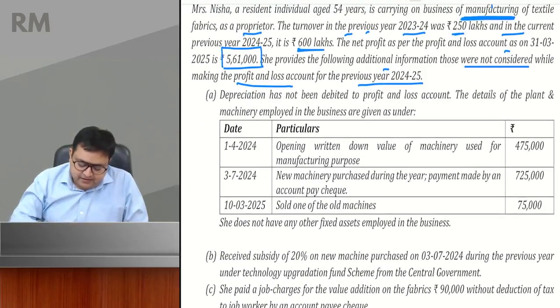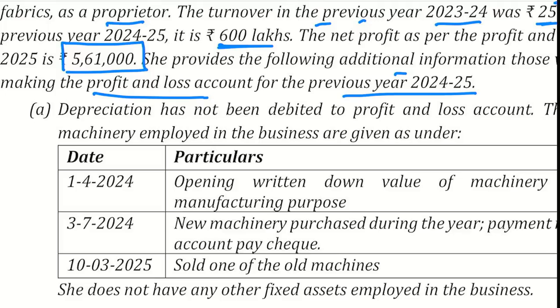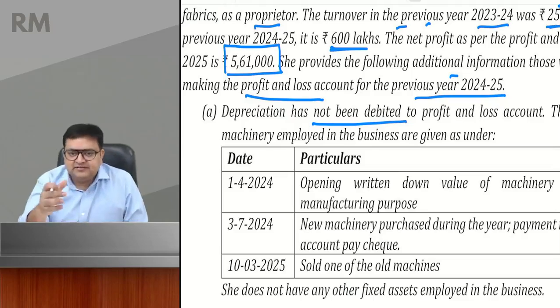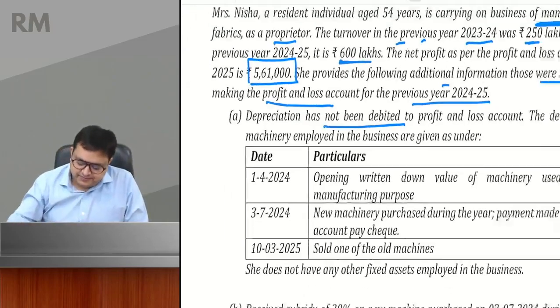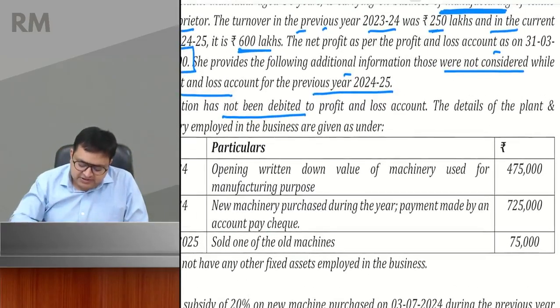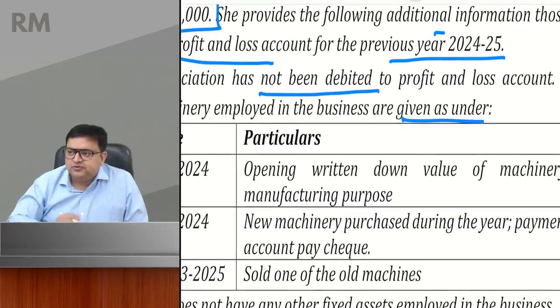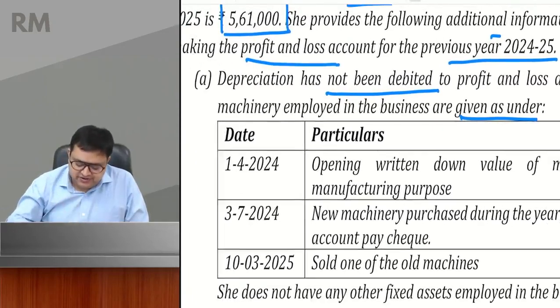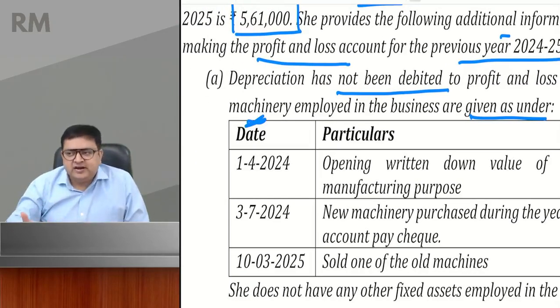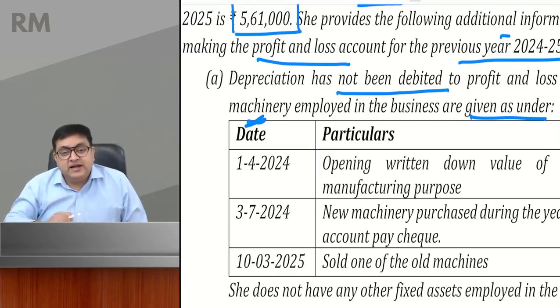Okay. First is depreciation has not been debited to the P&L account. So there is depreciation which we have not debited, so I think we should consider this. The details of the plant and machinery employed in the business are given as under. We understand that if nothing is mentioned, the rate is 15% on plant and machinery. If nothing is mentioned on building, the rate is 10%. Building 10%, plant and machinery general rate is 15%.